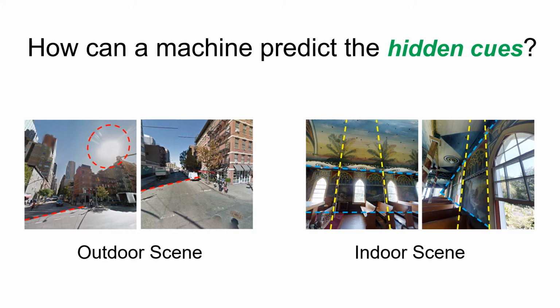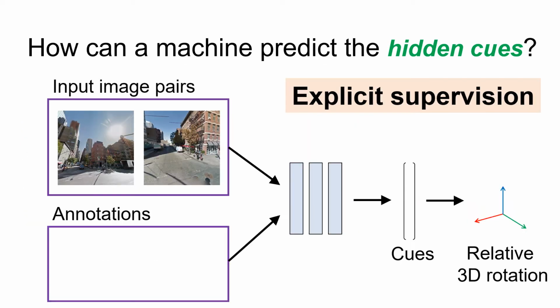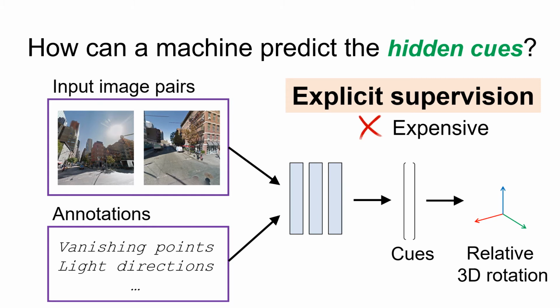But how can we teach a machine to use these cues? We could take a fully supervised approach and, for instance, label vanishing points, light directions, and perhaps some additional cues, then learn to predict these elements from the images. This could work, but requires additional supervision, and more generally, we don't want to restrict our model to a set of handcrafted cues, which may or may not be relevant for the image pair provided at test time.